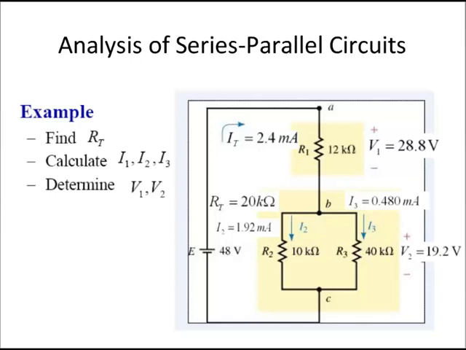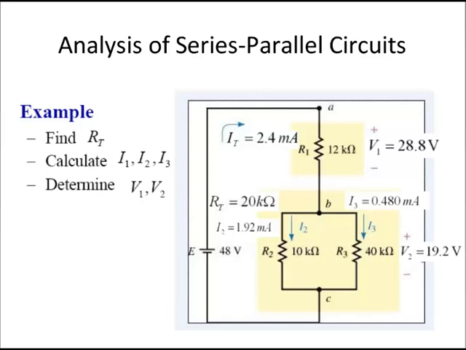As a summary to this problem, we were asked to find the total resistance, the currents I1, I2, and I3, and determine the voltages V1 and V2. The thing I'd like you to note here is that although we were asked to do those things in an apparent order, RT, I1, I2, I3, V1, and V2, that's not how we actually found those values. The first value we found was RT, and then we found IT, or R1, and then we calculated V1 and V2. Finally, we calculated I2 and I3.